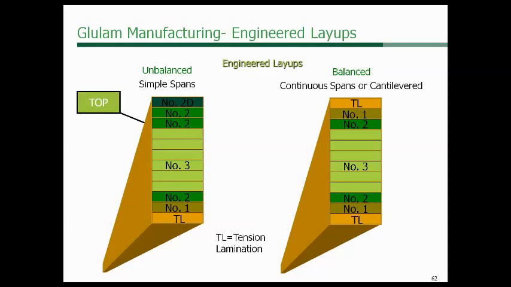Now, if you have a continuous span or a cantilevered span where you see tension not just in the bottom but in the top as well, you'll use what's called a balanced layup. So in this one on the right, you can see that we have a tension lamination, or a TL, which is a high-quality piece of lumber, or could possibly even be an LVL, used as a tension lamination, and then again the number 3, weaker material closest to the neutral axis.